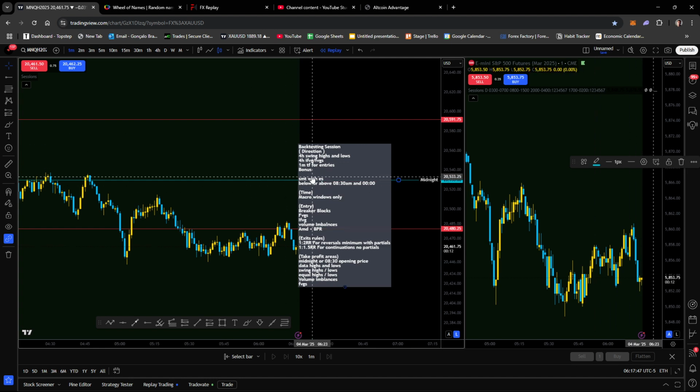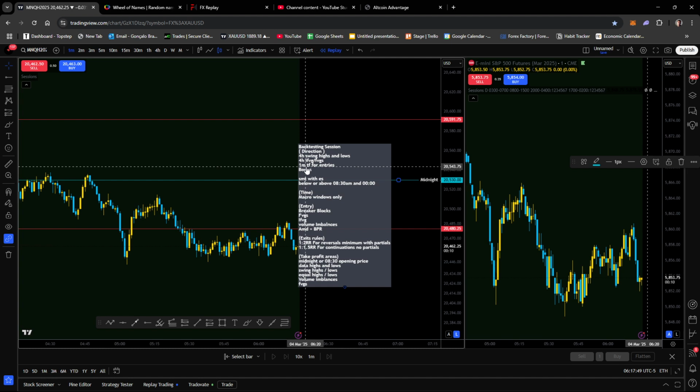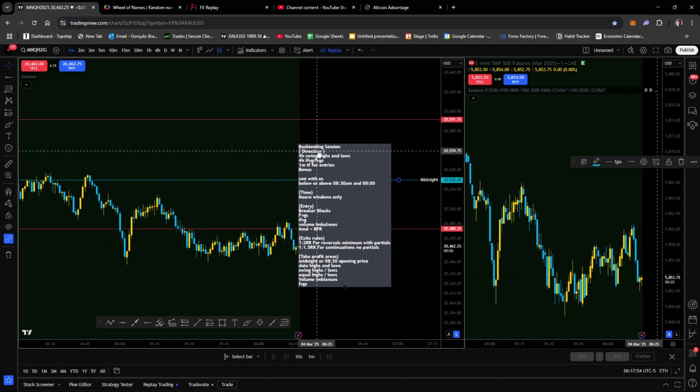PD arrays are. If it's an inversion, we're going to use this. If it's a fair value gap, we're going to use that. Doesn't matter, whichever one's closest. Now, the actual entry time frame is the 1 minute, and we're going to be utilizing NQ.